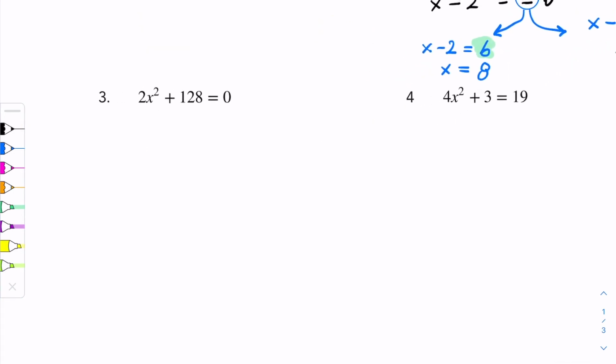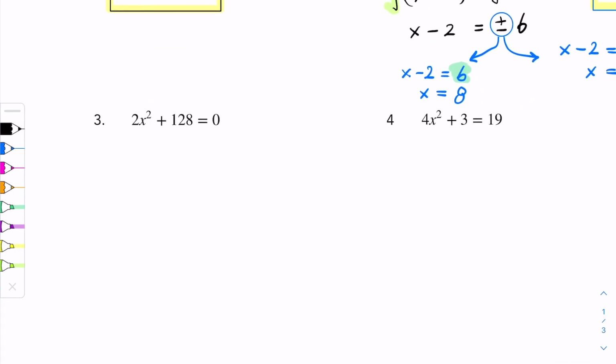Number 3, we have 2x squared plus 128, and this is equal to 0. We need to isolate just the squared term. I'm going to start off by subtracting 128 from both sides, leaving me with 2x squared is equal to negative 128. I'm still isolating this term. Divide both sides by 2. X squared is equal to negative 64.